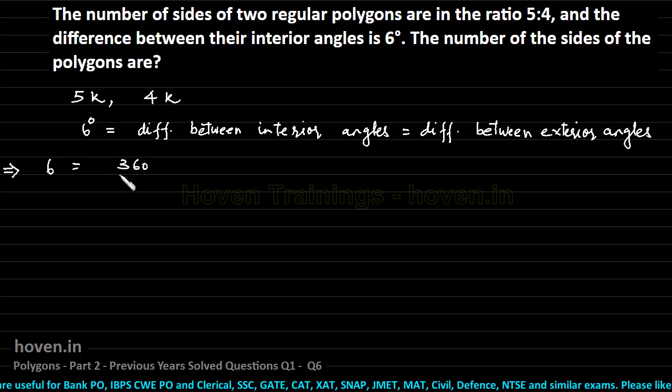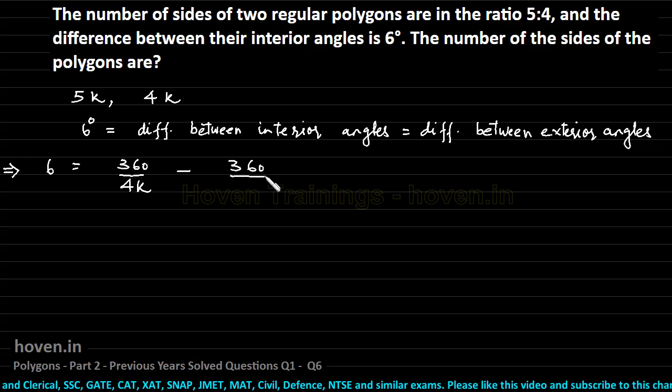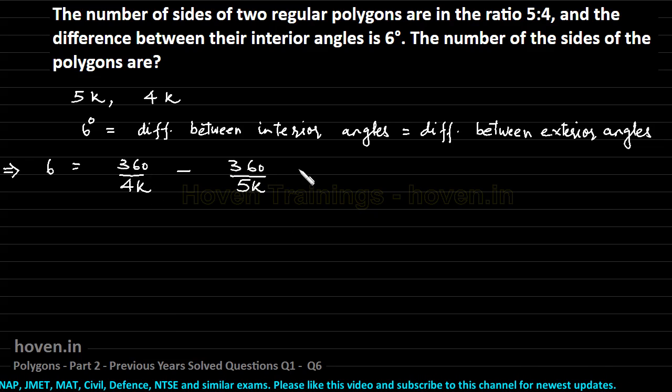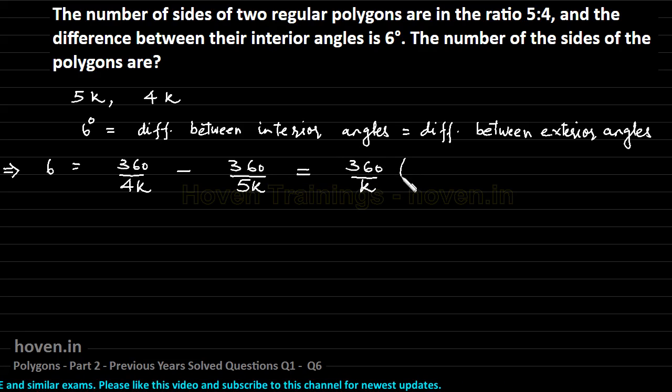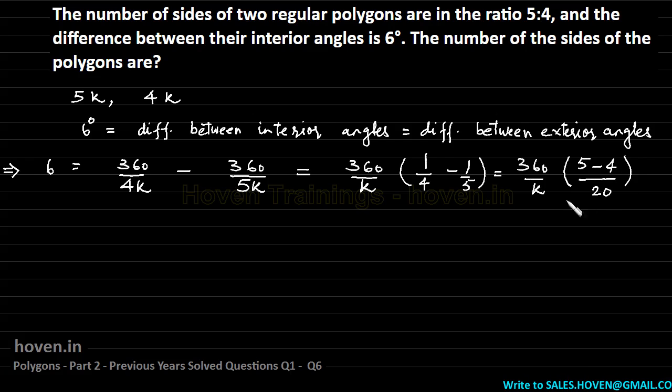360 by 4k minus 360 by 5k. We can take 360 by k common. We will have 1 by 4 minus 1 by 5, which we can see will be equal to 360 by k into (5 minus 4) by 20. 5 times 4 is 20, and 5 minus 4.